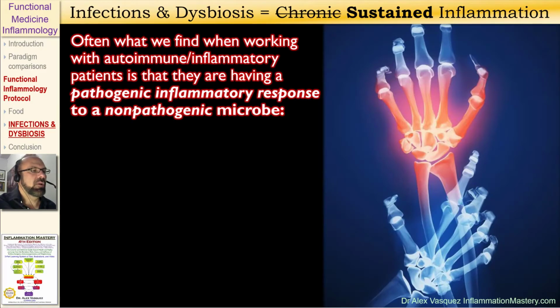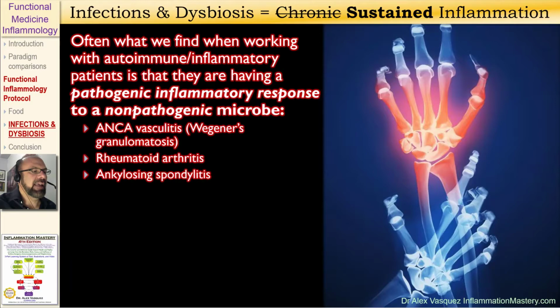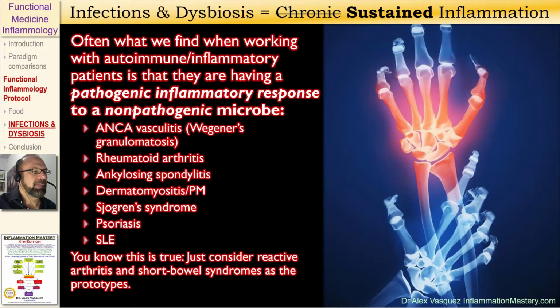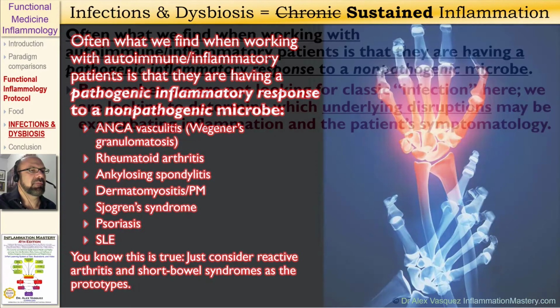Often what we find when working with autoimmune and inflammatory patients is that they're having a pathogenic inflammatory response to a non-pathogenic microbe. We see evidence for that in every single autoimmune disease. And we can also look at the classic prototypes of autoimmunity, such as reactive arthritis and short bowel syndromes, to appreciate the mechanisms and the cause and effect relationship between microbial dysbiosis and systemic musculoskeletal and vascular inflammation.